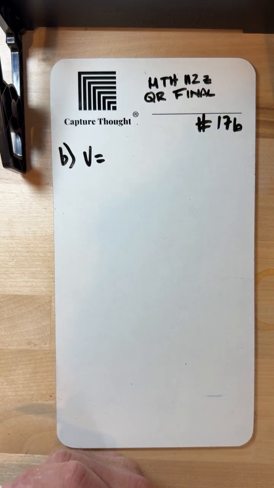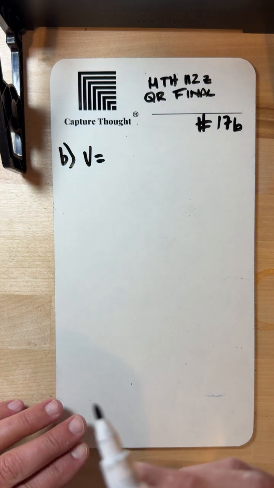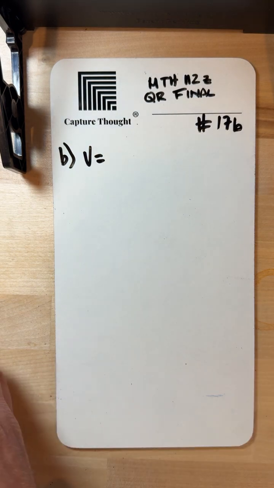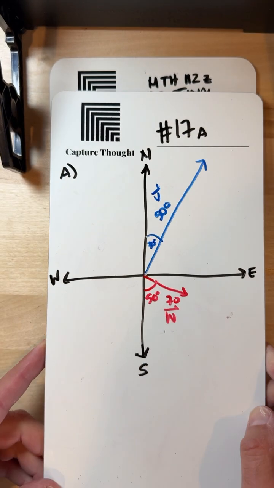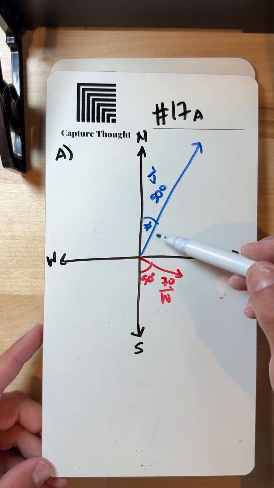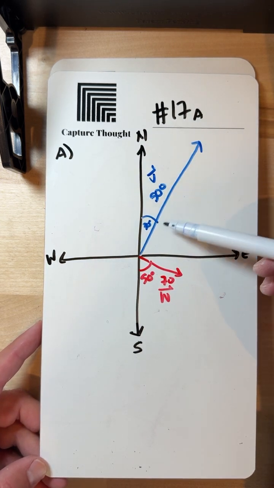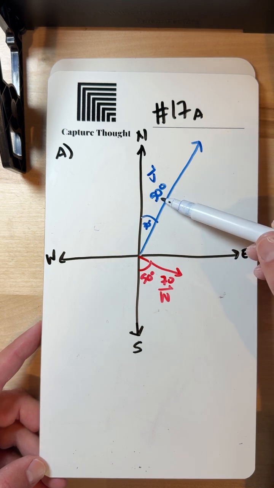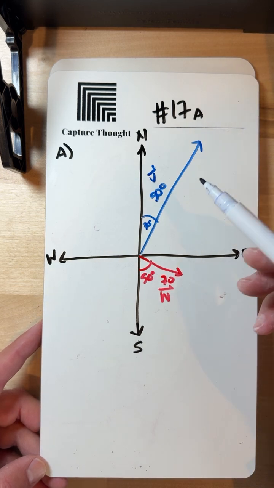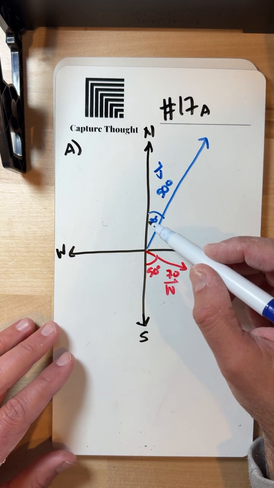So for 17b, they're asking us to express the velocity of the airplane relative to the air and the velocity w of the wind in component form. So let's think about the airplane first. If we look back at part A, we know that this is the vector represented by the airplane. Its magnitude is 500 because it's traveling 500 miles an hour. And we also know that this angle is 30 degrees.